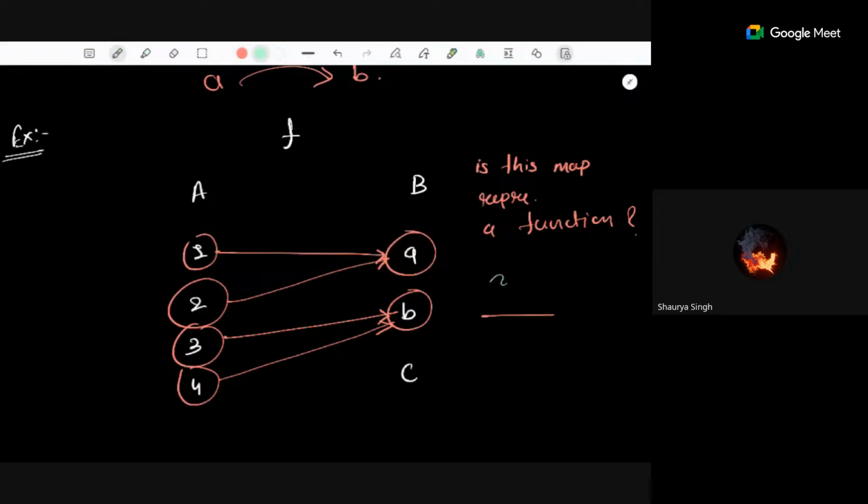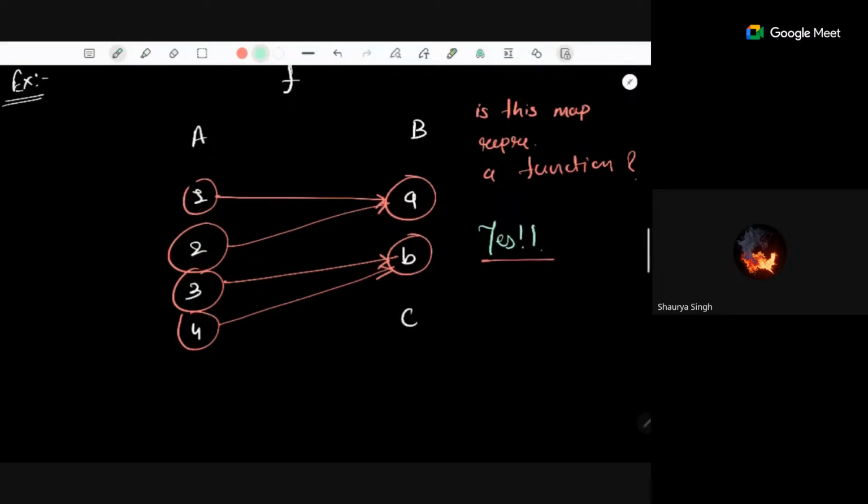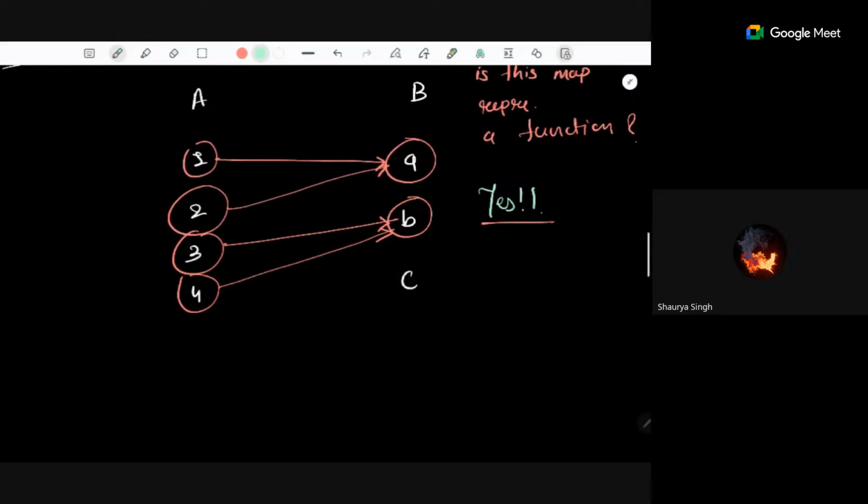Why is it a function? See, in a function, we need to take care of 2 words. One is every and another one is unique. Every means every element of A should get mapped to somewhere. Here in A there are 4 elements, and you can observe that for every element we have an output: 1 is going to a, 2 is going to a, 3 is going to b, 4 is going to b. So the word every is satisfied in this particular map, that every element of A has at least one output.